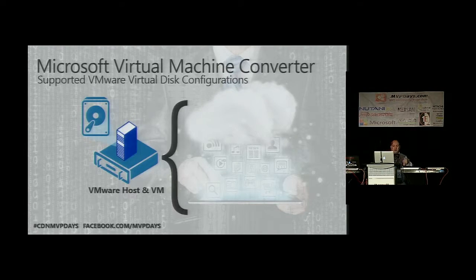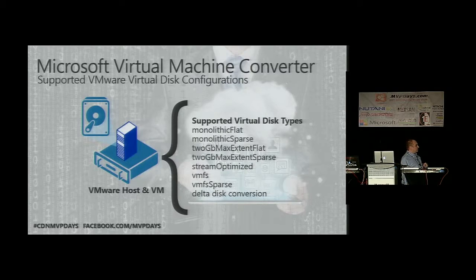So regarding the support configuration, this is what is being supported regarding VMware. Okay? So you have the host and the file. All these types of virtual disks are supported: monolithic flat, for example, streaming optimized, 2 gigamax extent. So all of those disks are supported in the VMware world when you want to migrate them to the Microsoft side.